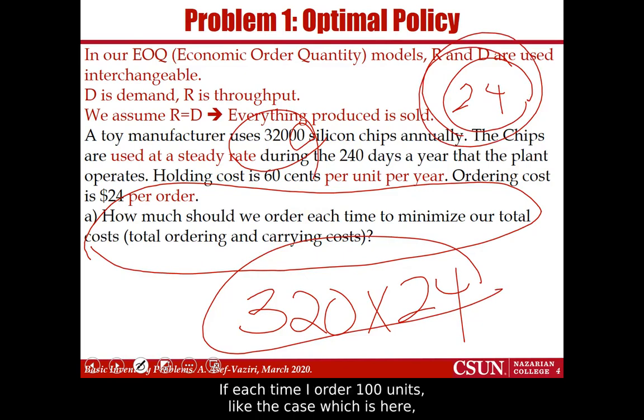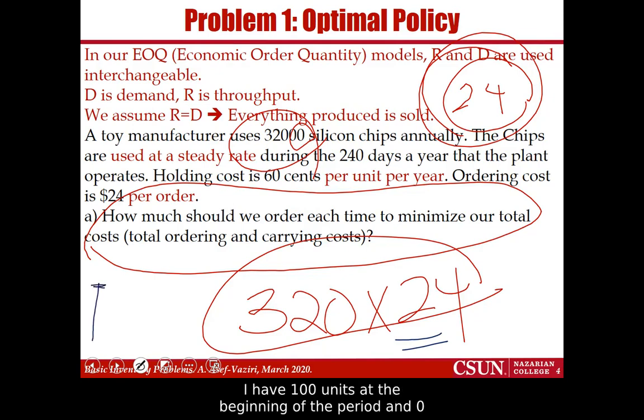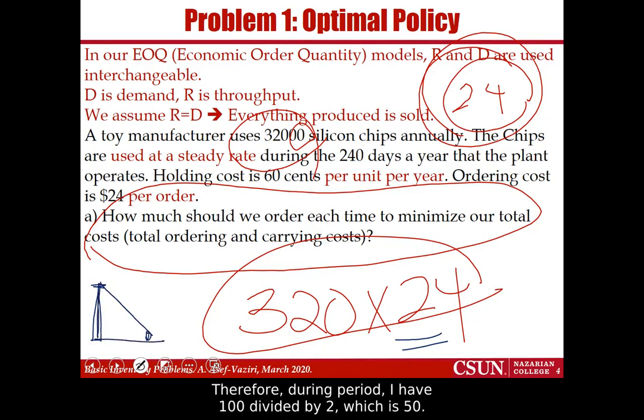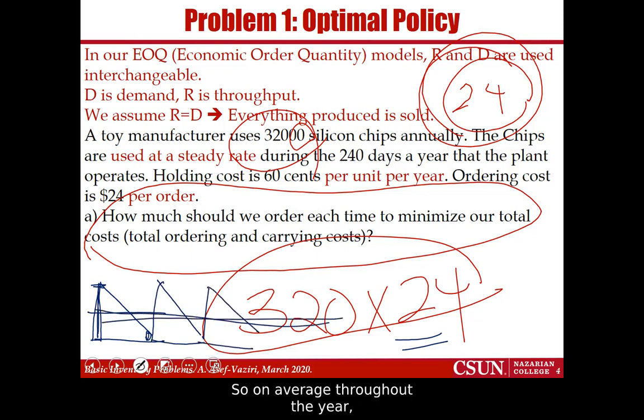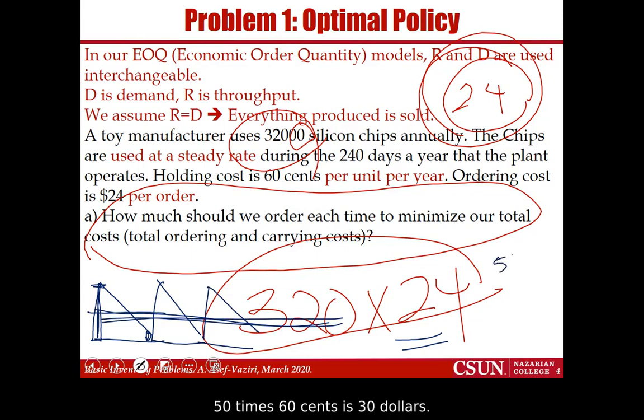If each time I order 100 units, like the case which is here, I have 100 units at the beginning of the period and zero at the end of the period. Therefore, during the period, I have 100 divided by 2, which is 50. The next period, 50. The next period, 50. So on average, throughout the year, I have 50 units in inventory. 50 times 60 cents is $30.